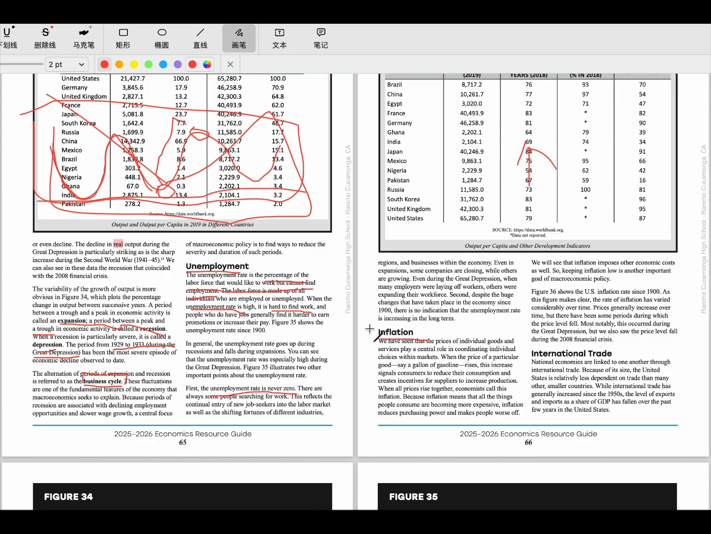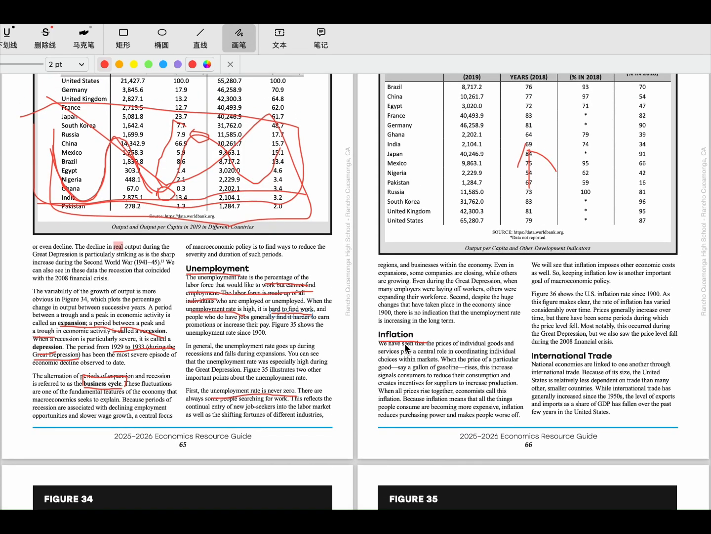But there is also other unemployment that is actually normal. That should happen to indicate a healthy economy.